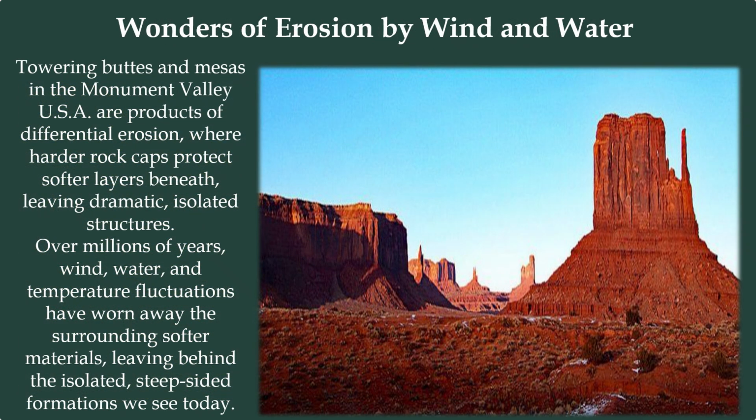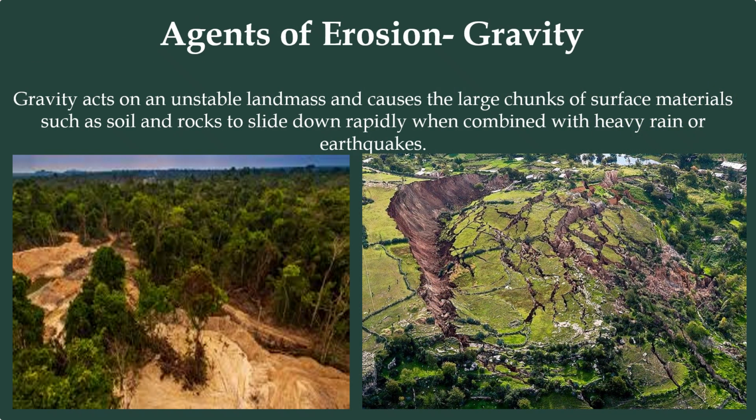Towering buttes and mesa in the Monument Valley, USA, are products of differential erosion, where harder rock caps protect the softer rock layers beneath, leaving dramatic isolated structures. Gravity is a powerful agent of erosion, which acts on an unstable landmass and cause the large chunk of surface material, such as soil and rocks, to slide down rapidly when combined with heavy rain or earthquakes.